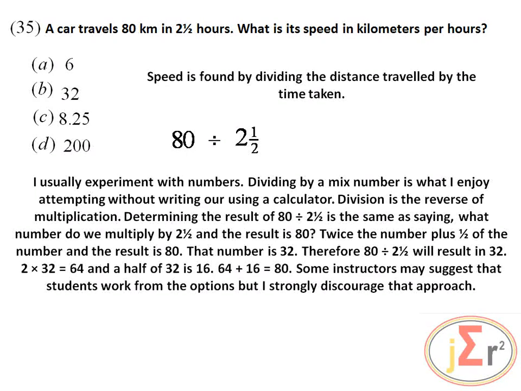Twice the number plus half of the number and the result is 80. That is how we need to think. That number is 32. Therefore, 80 divided by 2.5 will result in 32. We know that 2.5 times 32 is actually 2 multiplied by 32 is equal to 64, and a half of 32 is 16. So we say 64 plus 16, and that is equal to 80.